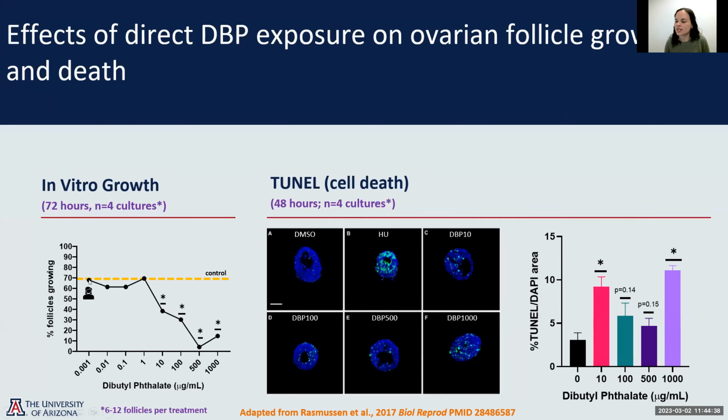And the first thing we see is that, at the lower levels, the follicles are doing similar to the control, which is our yellow line. But if we continue to increase that concentration of phthalate, the follicles start to not do very well. And if we take them out and we process them and image them with a specific stain for cell death, we can see that they actually are accumulating dying cells. So these follicles are dying. So these concentrations actually are lethal to ovarian follicles.